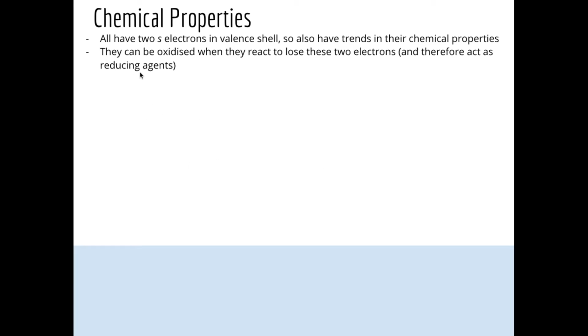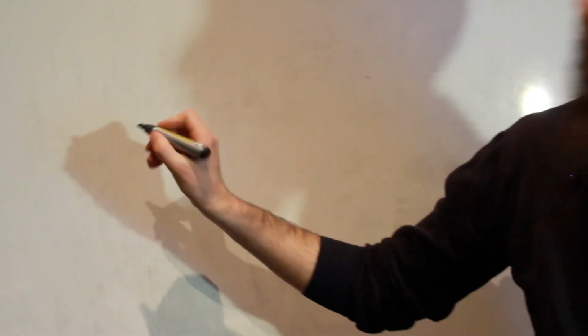Let's have a look. What do we have here? So they can be oxidized when they react to lose these 2 electrons in the valence shell. If you think about it in terms of the octet rule, it's going to be easier for them to lose 2 electrons than to gain 6 electrons. So these are going to be oxidized, where we're going to have something like calcium.